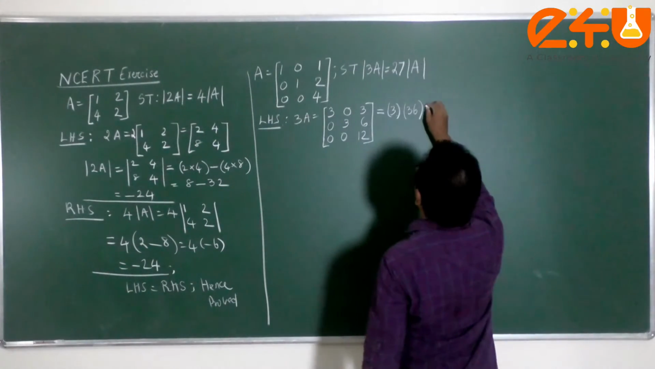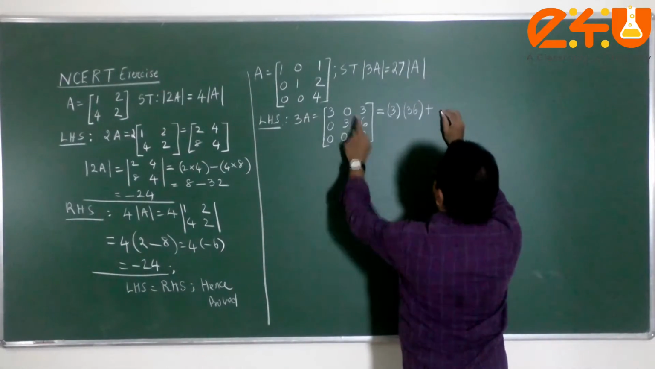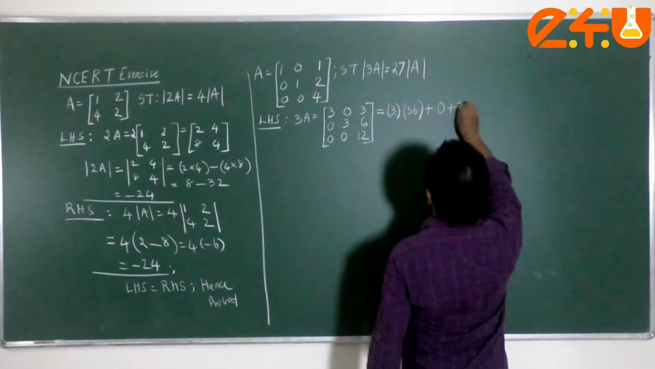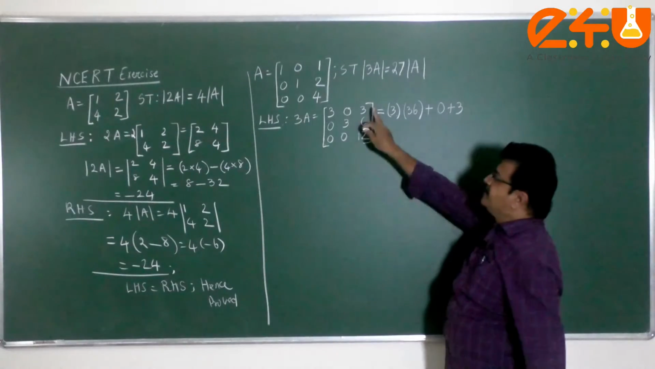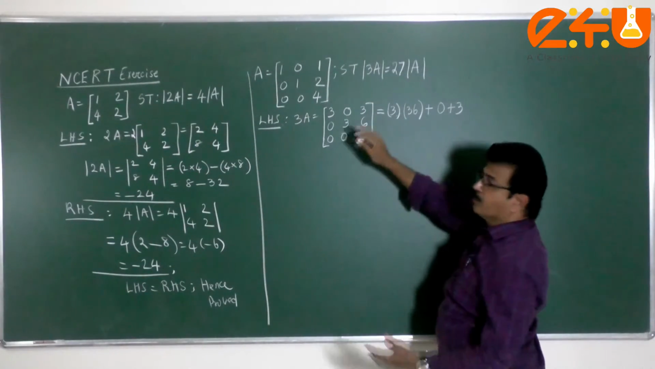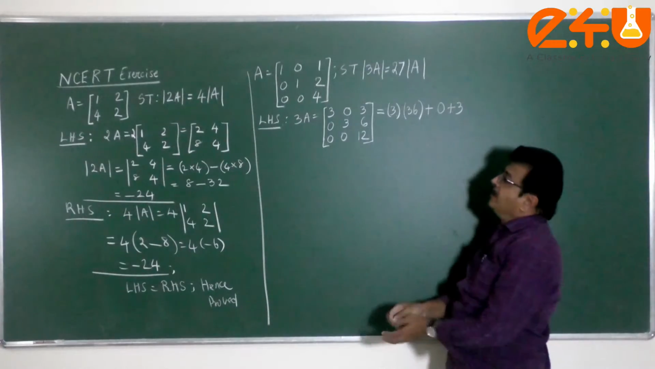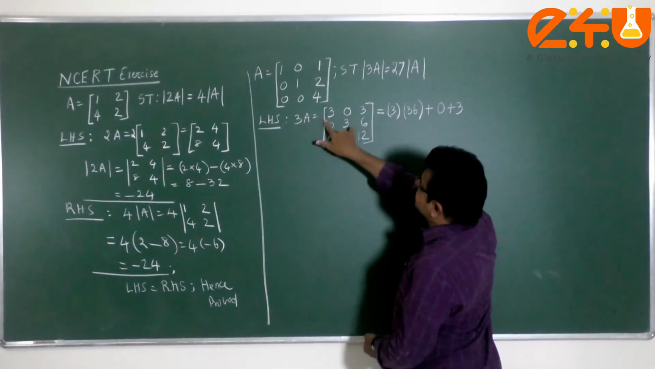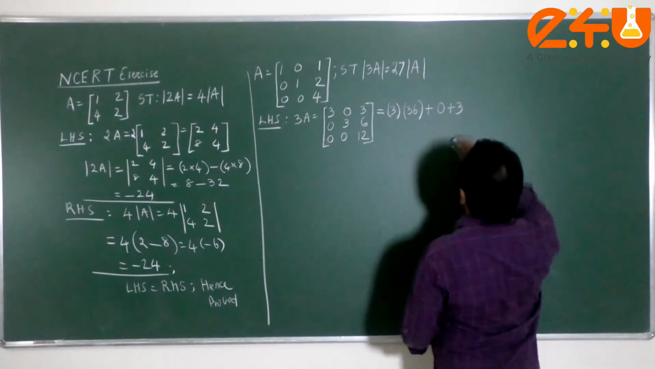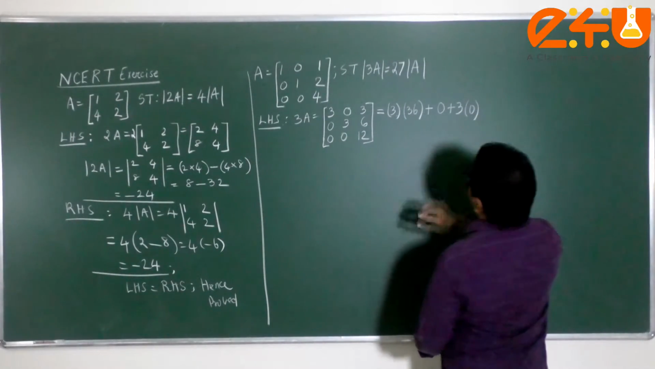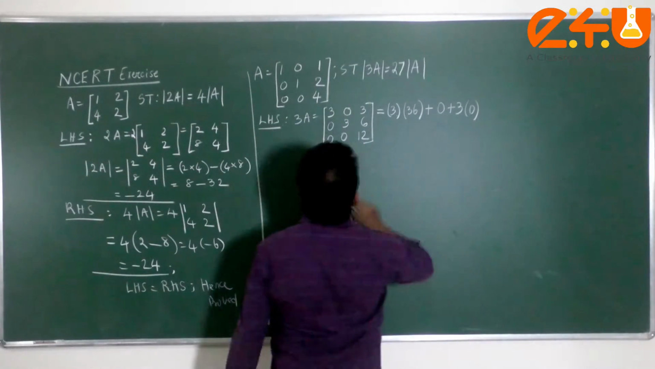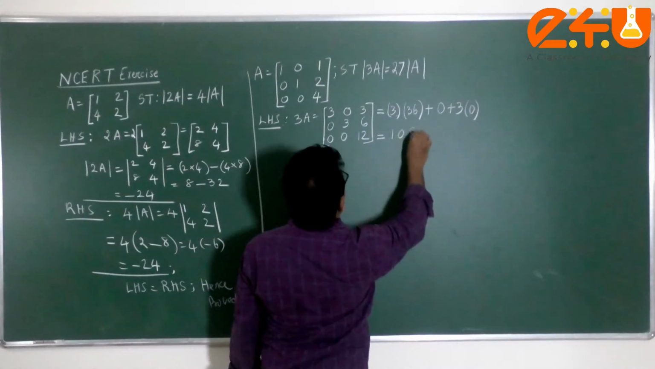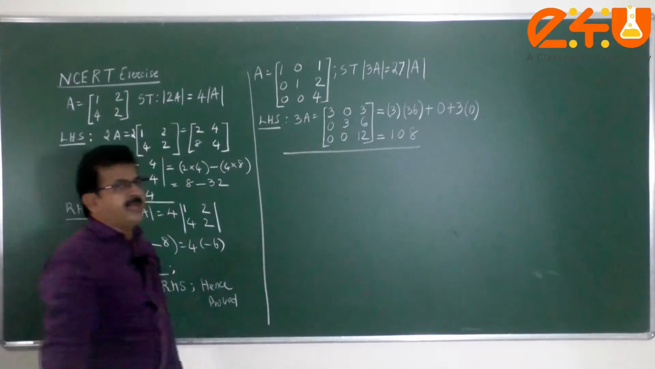Followed by A12, capital A12, of course the answer is 0. And when I write A13, that is element 3 followed by the cofactor, we know row 1 and column 3 are to be ignored, and what is remaining is 0, 3, 0, 0. The determinant value is 0. So the answer is 3 times 36, which is 108.